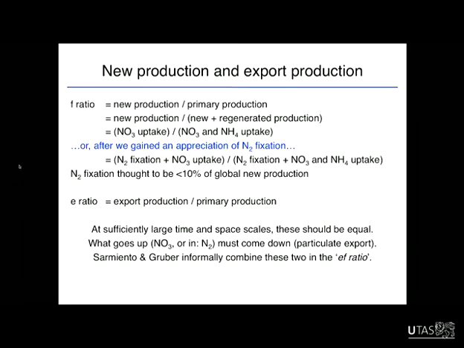So we can also define a term that's the E ratio, which is the export production divided by the total primary production. So when I talk about export production here, I'm talking about the amount of that biogenic material that's being exported or sunk into the deep ocean. So this is basically the biological pump that I talked about before.